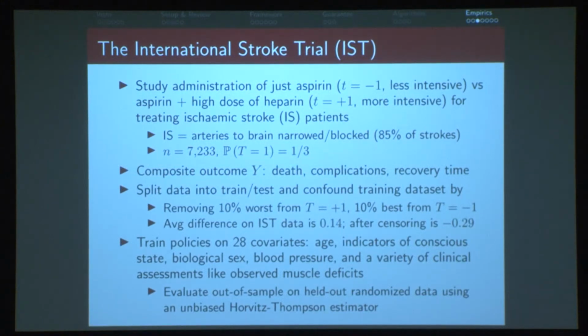And we're just going to look at two arms from this trial. The aspirin arm, which is a less intensive treatment, and the aspirin plus a high dose of heparin arm, which is a more intensive treatment. Okay? And we have 7,000 patients, and 1/3 of them have been treated with heparin. Yeah, so they arrived with an acute stroke, and they had to be treated right away. Exactly, yeah.